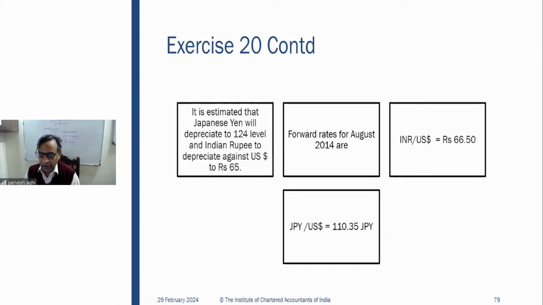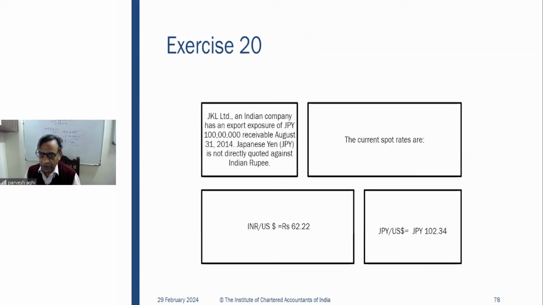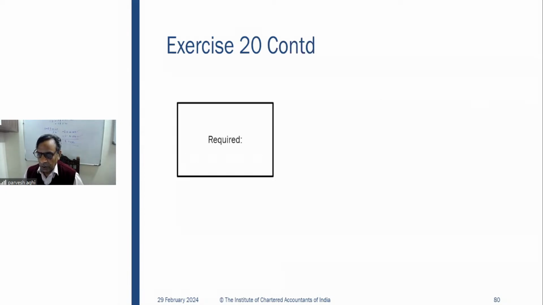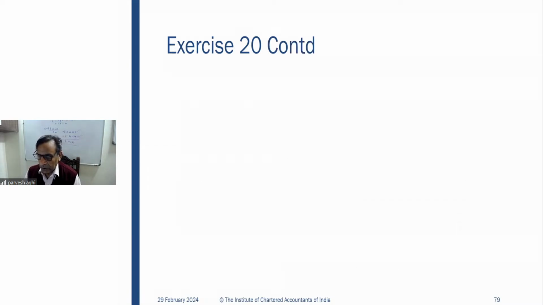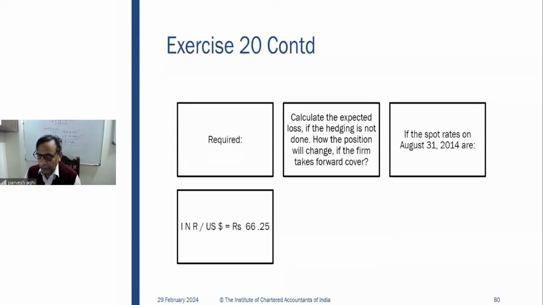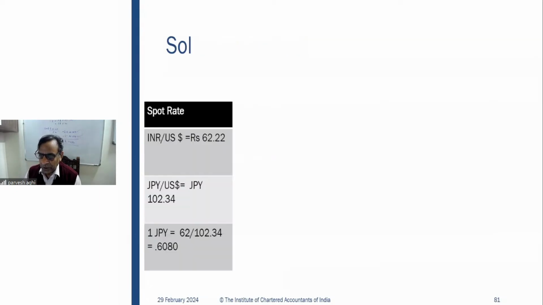Now let's go back and see. He is an exporter, so he's going to get Japanese yen. That's very important to understand. If the Japanese yen appreciates, he's going to get more money. If the Japanese yen depreciates, he's going to lose money. I think in this question the Japanese yen is getting depreciated. So let's see under which situation the Japanese currency is losing most of its value.